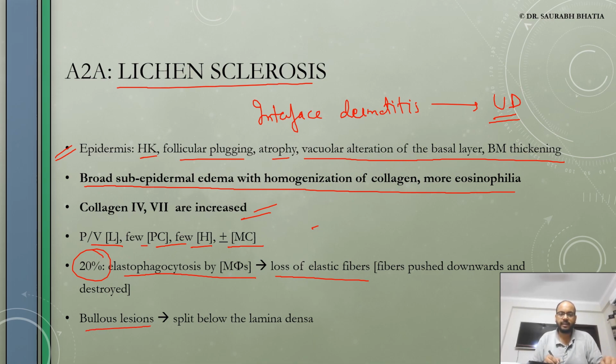In bullous LS, you can see the split is below the lamina densa, and this could be a good MCQ question: where the split occurs in case of the bullous variant of lichen sclerosus. It is below the lamina densa. Let's move forward.